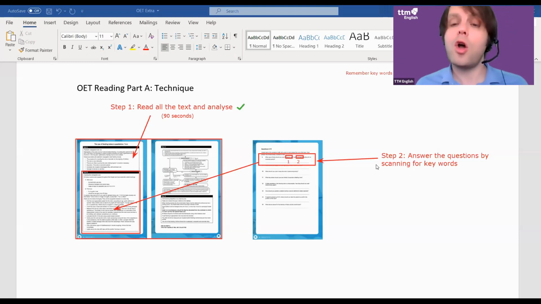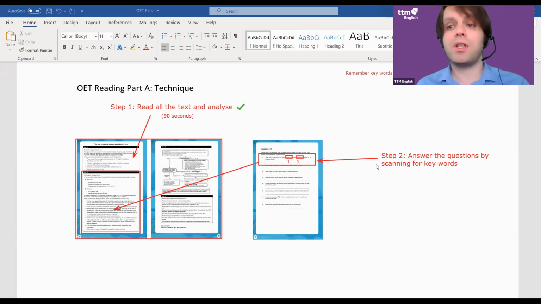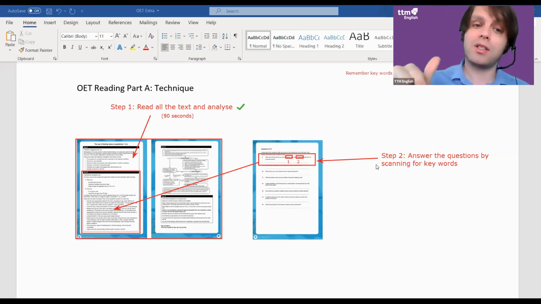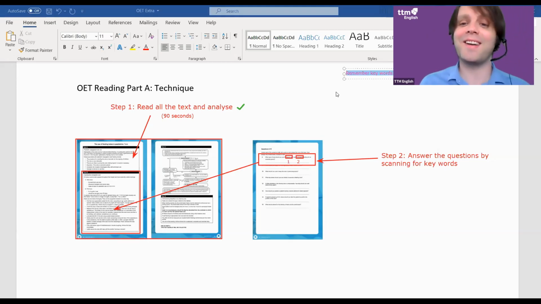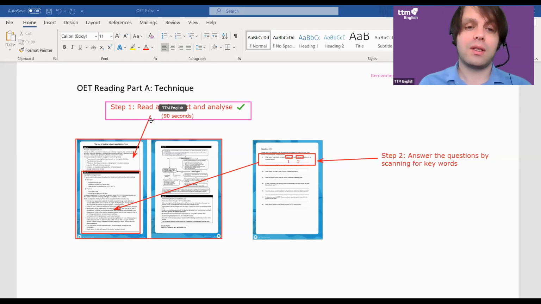All right, so this is an overview now of my technique for part A. Step 1, read and analyze the text. Step 2, answer questions by scanning for keywords in the text, and you already know where to look, more or less. Now the hard part. The whole exam is hard, but one of the hard things to do is step 1, to analyze the texts. So I want to do more work on this today with all of you. We're going to work just on this today, because it's not easy to do this in 90 seconds.